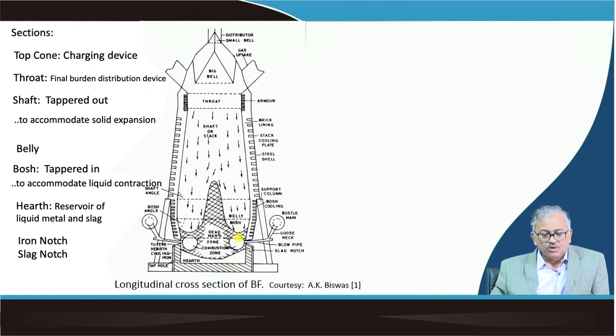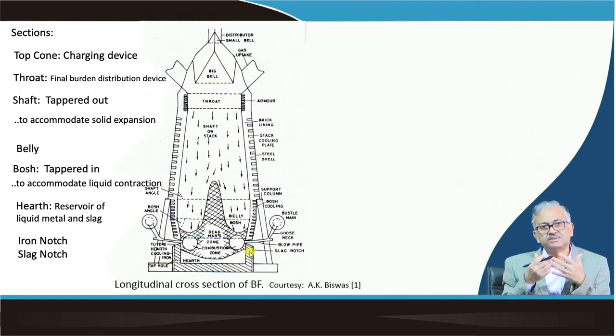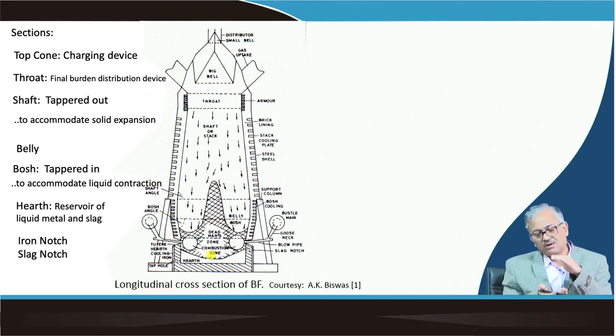And just below the Bosch, this is what is called the hearth. Below the Bosch, you have the hearth. Here in this region, you have the reservoir for liquid metal and the slag, and you can take out the slag through the slag notch, because the slag is basically very light. So when the slag and metal form in the lower part, slag floats off and the iron remains in the lower part because it is heavier.